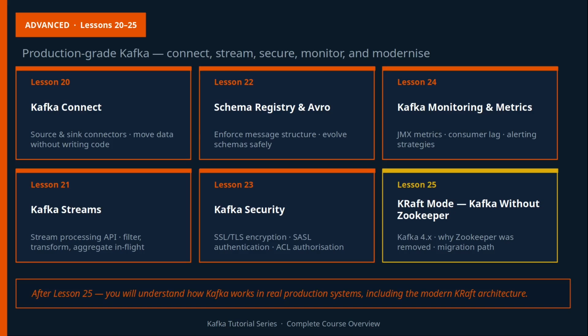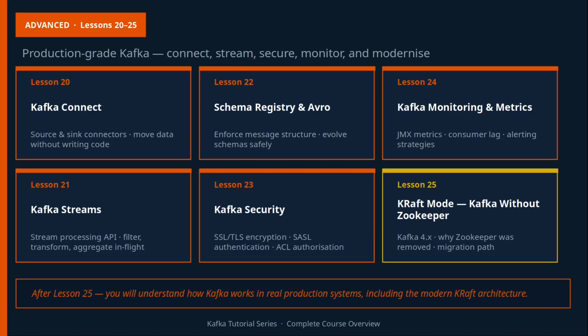Lesson 21 is Kafka Streams, the built-in stream processing API that lets you filter, transform, and aggregate messages as they flow through Kafka in real time. Lesson 22 is Schema Registry and Avro, how to enforce a structure on your messages so producers and consumers always agree on the data format, and how to evolve that format safely over time.